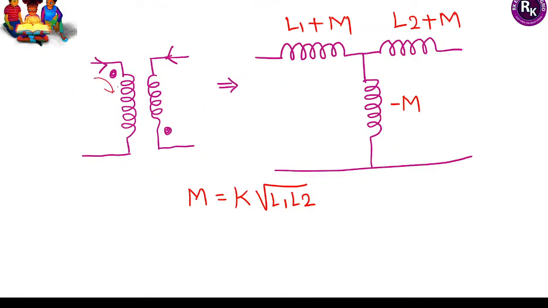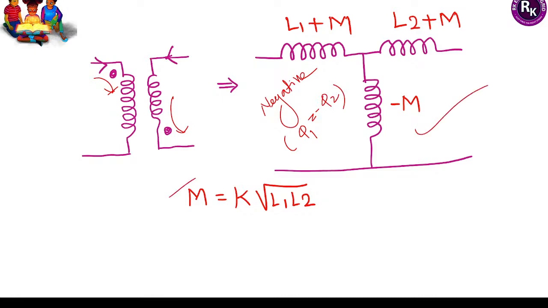See, current entering point: current is entering at the dot. Current is leaving at the dot. In that case, that is called negative coupling. Usually, our transformer is a negative coupled device. Why? Primary and secondary flux are always opposite to each other. Phi 1 and phi 2 are opposite to each other in our original transformer. So, a transformer is a negative coupled device. This is the perfectly suitable circuit for the transformer.